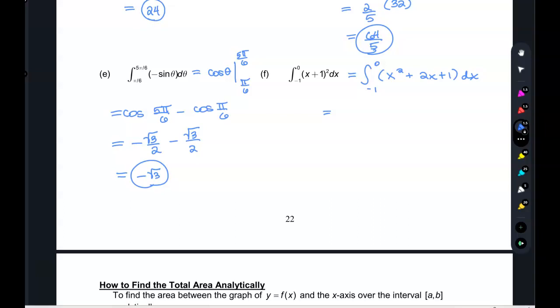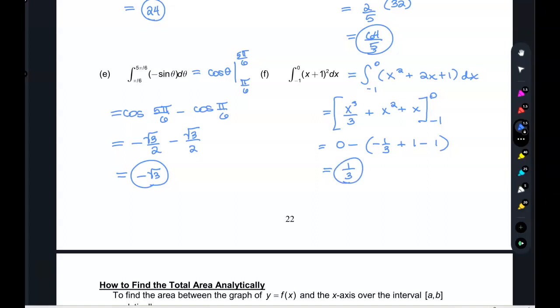And then just do each part. So what's that going to be? X cubed over 3 plus x squared plus x. Oops, why did I switch those? So plug in 0, the whole thing's going to be 0. So it's going to be what? Negative 1/3 plus 1 minus 1. Oh, I forgot about that. So 1/3.